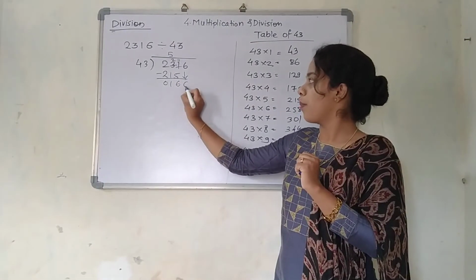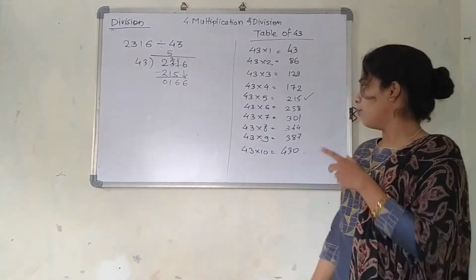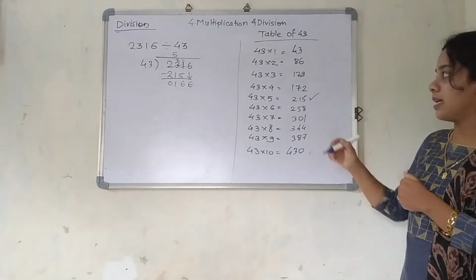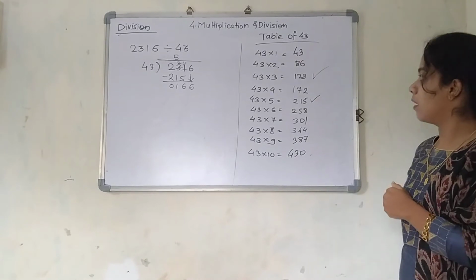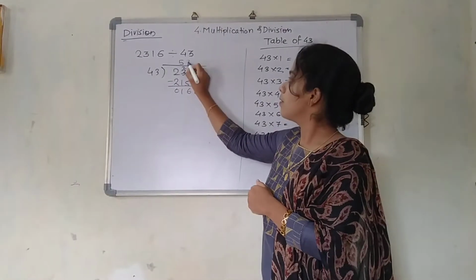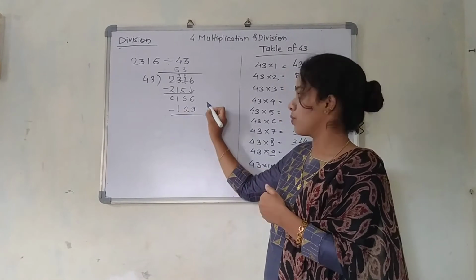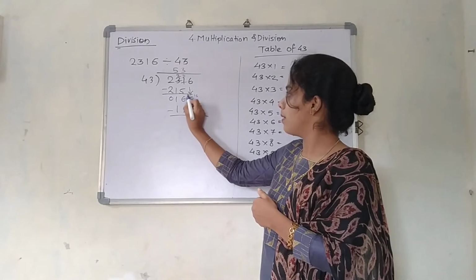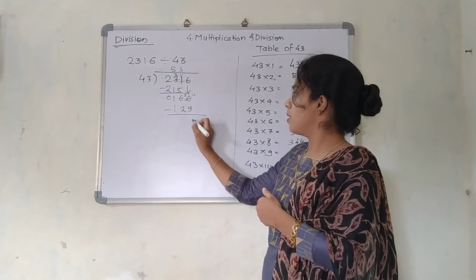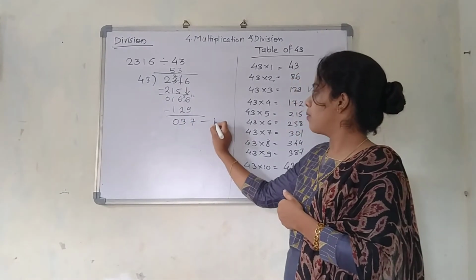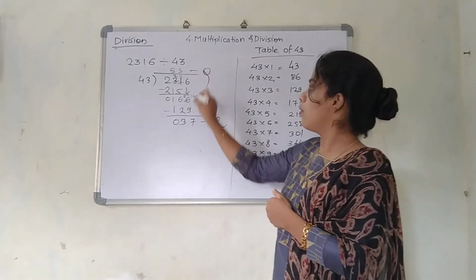So now 16 remain over here. This 6 I am going to copy down. 166. Can you tell me which is the nearest number to this one? Yes, it is 43 threes are 129. Again I am going to do the subtraction. This will be 16, this will be 5. So 16 minus 9 is 7, 5 minus 2 is 3. So this is your remainder, this is your quotient.